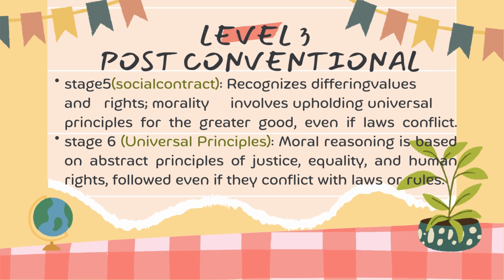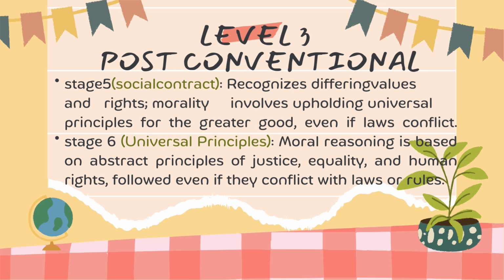For example, imagine there is a rule that says no one is allowed to bring food into a hospital, but the child's sick mother hasn't eaten all day, and the only way to help her is to bring food. A person in stage 5 would say, this rule exists for a reason, but helping a hungry sick person is more important for everyone's well-being. They care about fairness and greater good, not just strict rules.